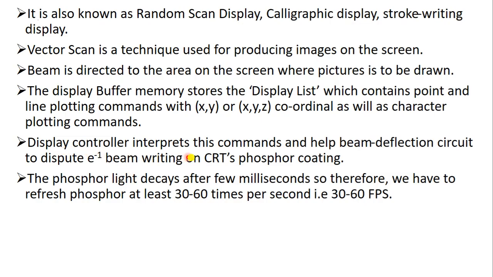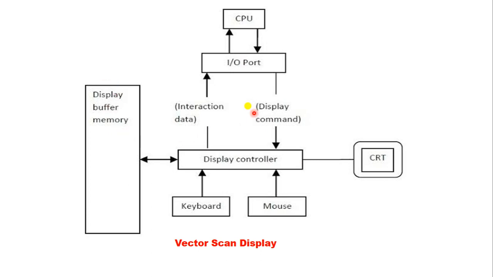Next point says the display controller interprets these commands and helps the beam deflection circuit to direct the electron beam, writing on the CRT phosphorus coating. We know that the display buffer memory contains the display list or the display commands, which contain the information about what is to be displayed on the CRT screen, whether lines, points or alphabets.